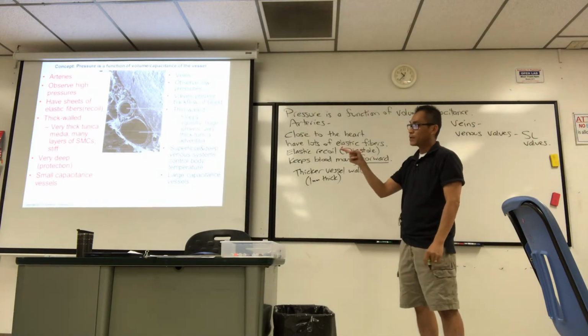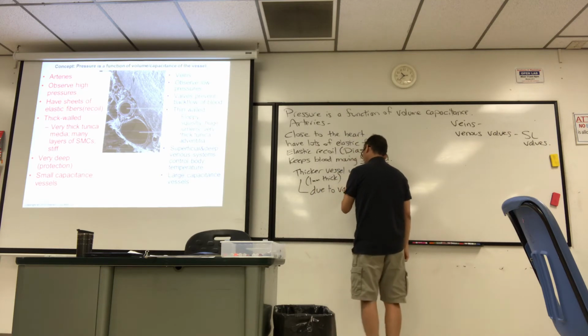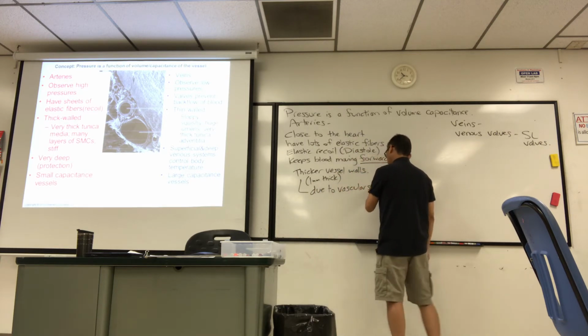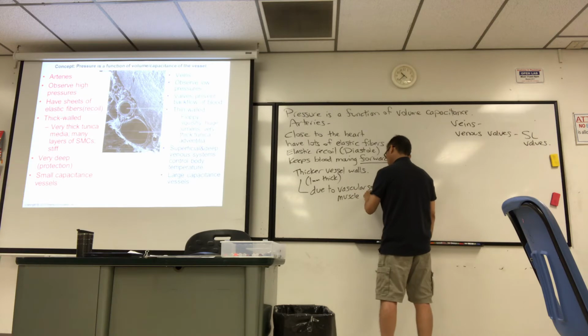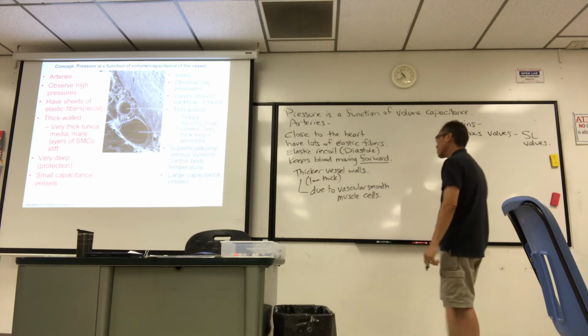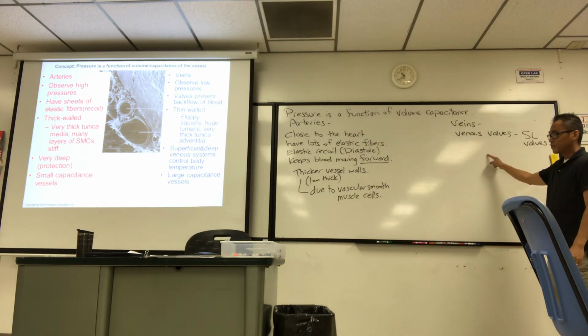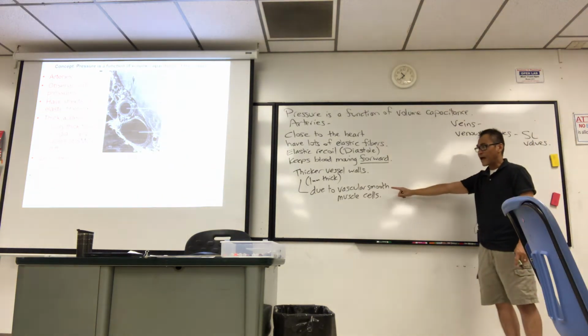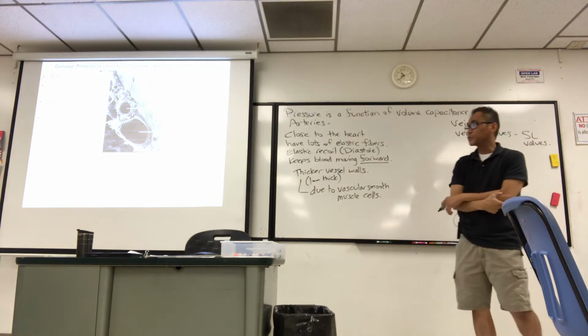A lot of times, the thickness is due to many layers of smooth muscle cells. Thicker due to vascular smooth muscle cells. Veins have vascular smooth muscle cells too. I don't want you to think that they don't, but usually in arteries, they have more of it, which is responsible for maintaining blood pressure too.